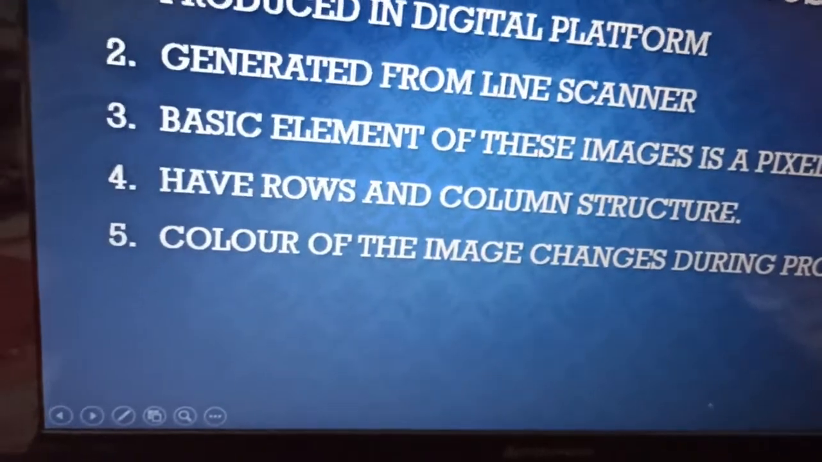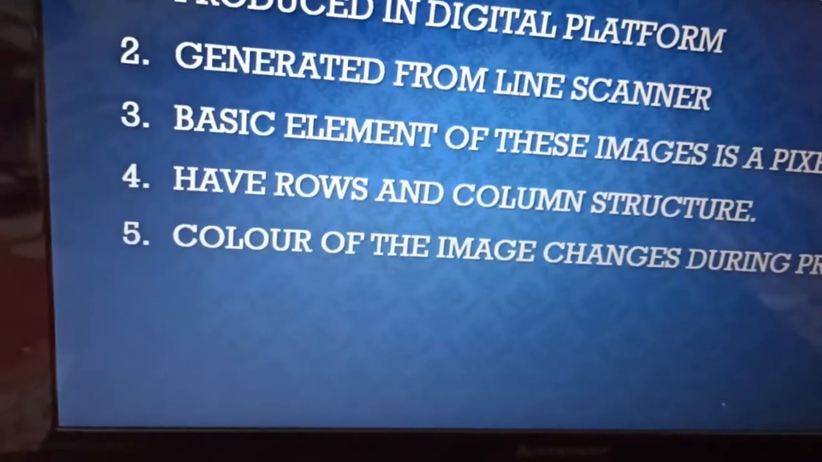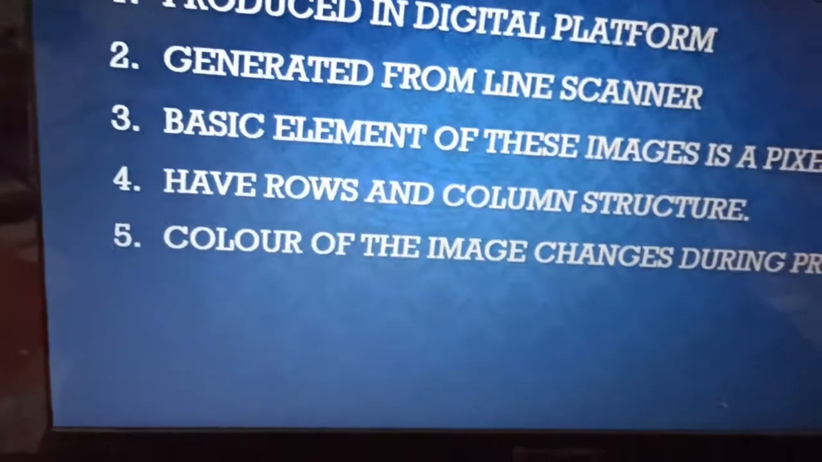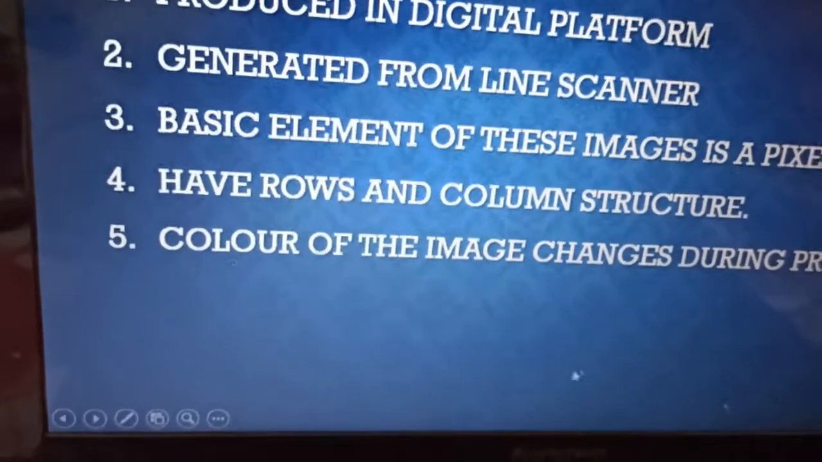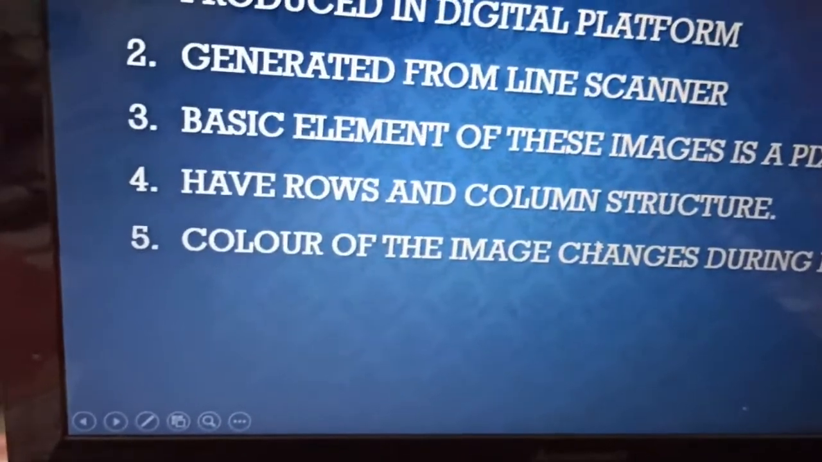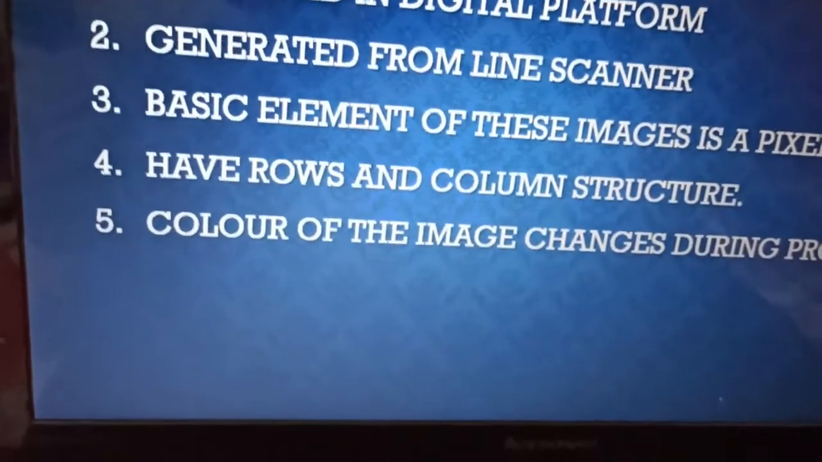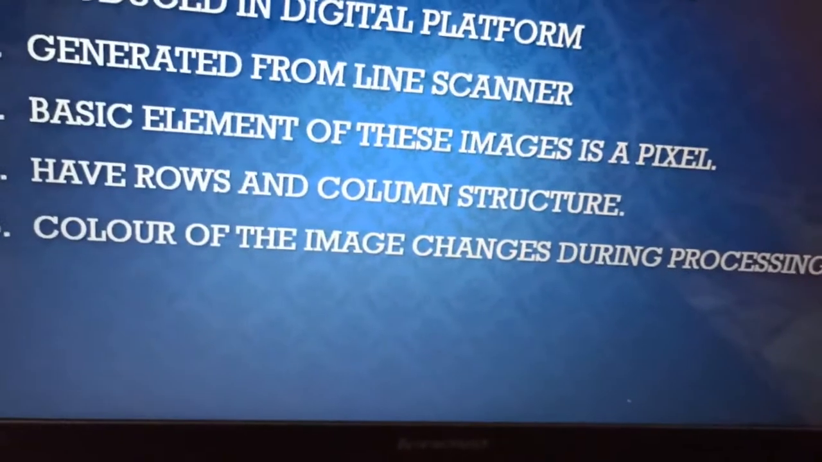The word pixel actually means picture element. Every photograph in digital form is made up of pixels, which are the smallest unit. Next, satellite images have a row and column structure; they form in a matrix-like manner. Next, the color of the images changes during processing. Yes, the color of the images changes during processing.